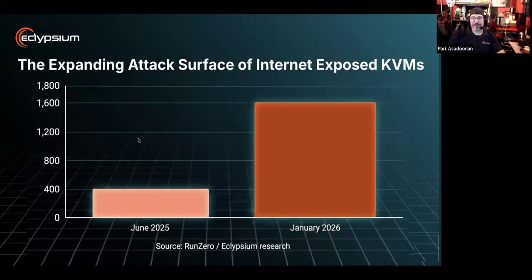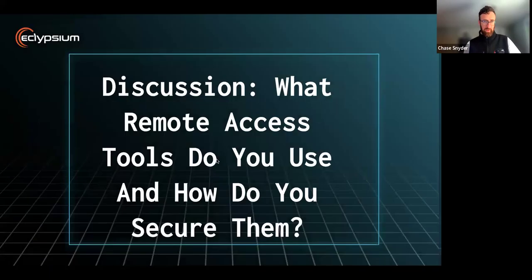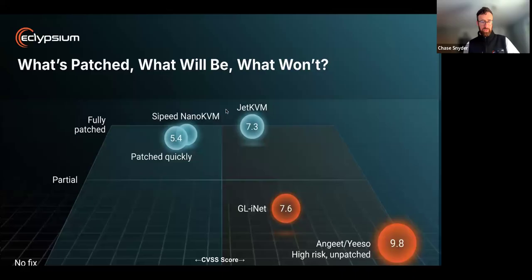All right, I'm going to wait on the discussion question. So this is just a little graphic we made about the vulnerabilities we just talked about, what's patched, what won't be, and the risk. And unfortunately, the ones that have the least progress on patching are also the highest on their CVSS scores. So again, shout out to JetKVM for fixing all those.